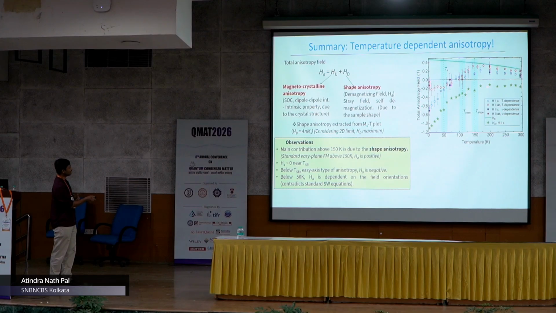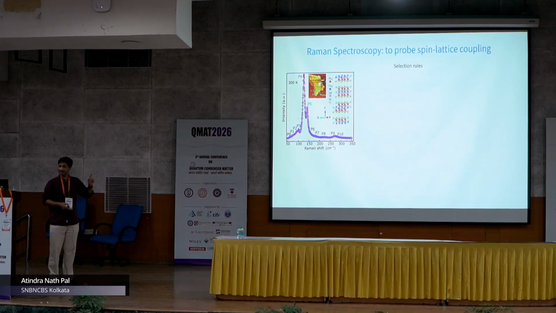You can see that as you lower the temperature, the magnetocrystalline anisotropy has a strong increase, and it is a gradual transition, not a sharp transition. People have found spin reorientation before, such as the Morin transition, which is a first order transition. So, it looks like this is a second order transition, and below 50 Kelvin the anisotropy field is dependent on the field orientation, which cannot be explained by the standard ESR equation. Okay, till now this is the understanding.